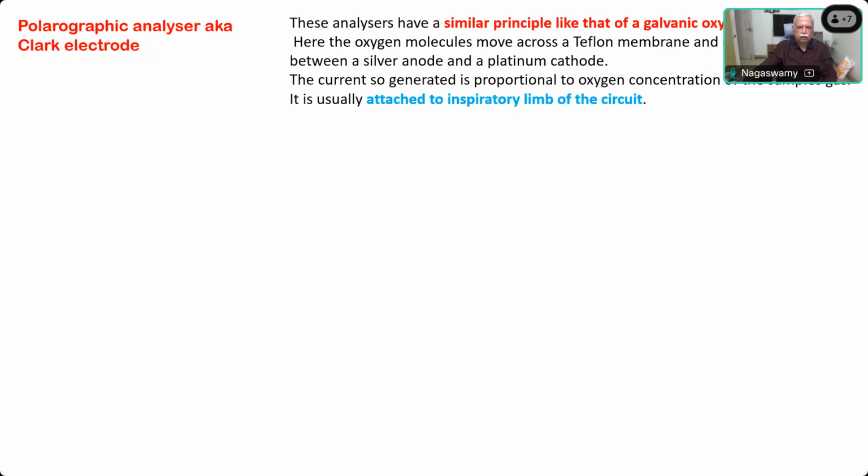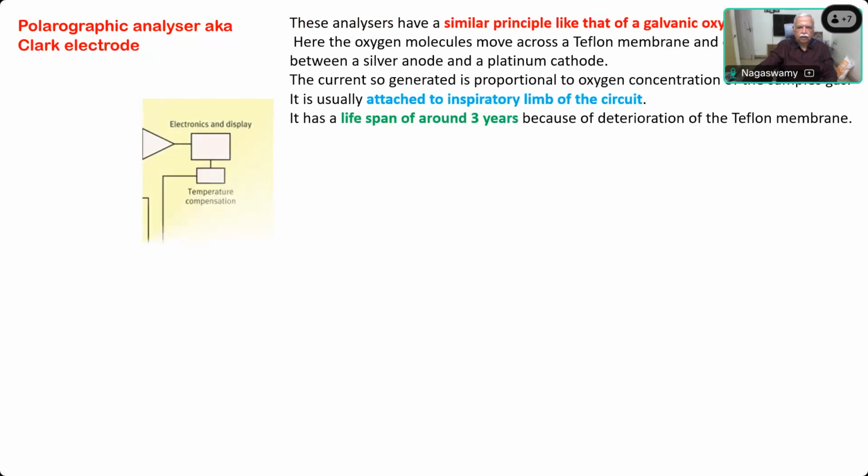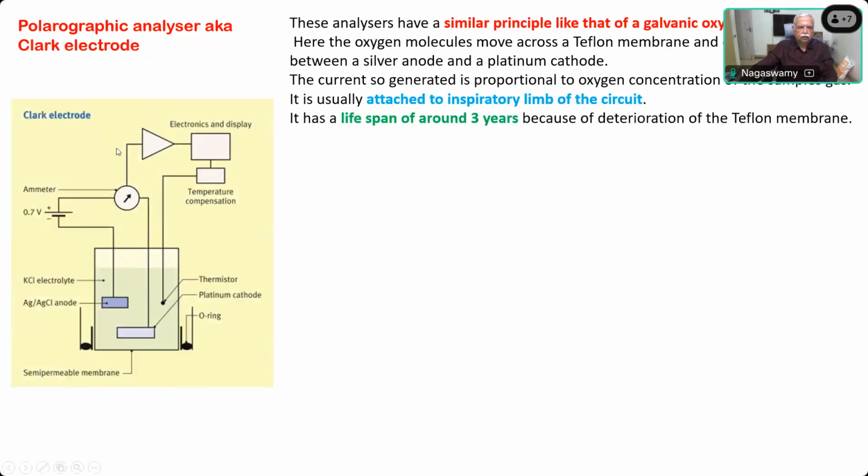It is also attached to the inspiratory limb of the circuit. And the lifespan of this is about 3 years. So this is how the Clark electrode works. You have the same picture, here it is the KCl electrolyte solution, there it is potassium hydroxide solution, here it is potassium chloride solution. And you have a silver chloride anode and a platinum cathode.